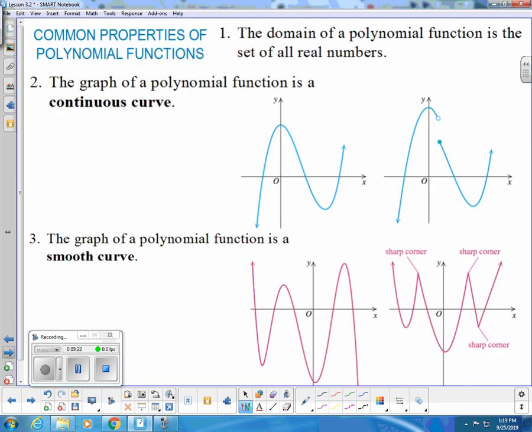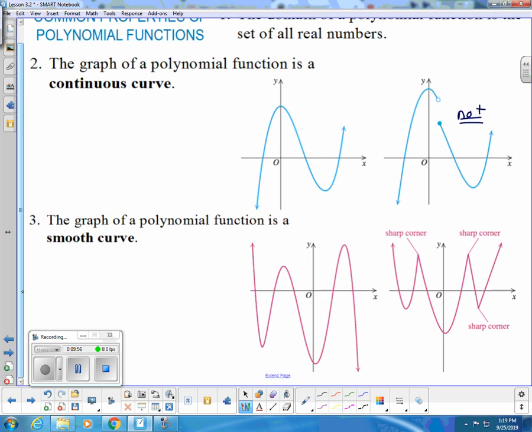First, the domain of every polynomial is all reals. If the domain is not all reals, then it is not a polynomial. The domain must be all reals. Okay. Secondly, the graph of a polynomial is a continuous curve. There are no breaks. So this guy, which looks like he's from a piecewise, is not a polynomial because there is a break, even though that guy's domain is all reals. There's a break vertically. Okay.